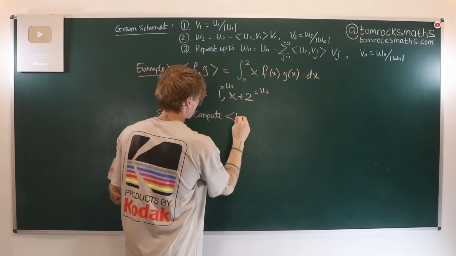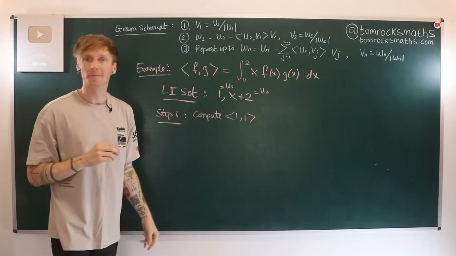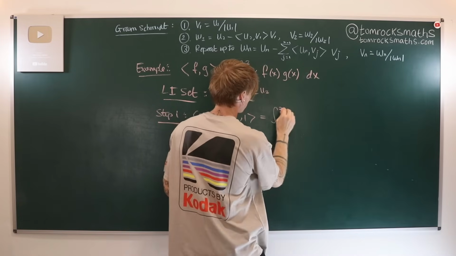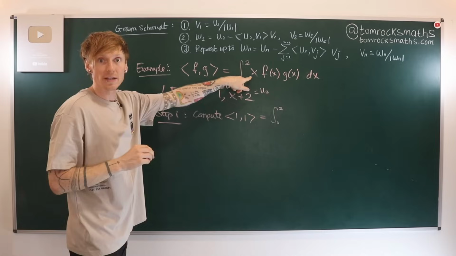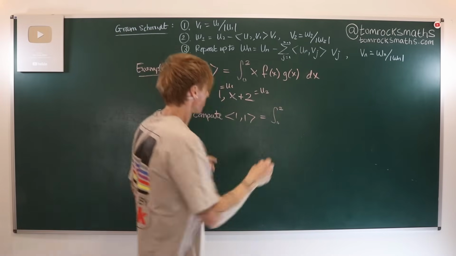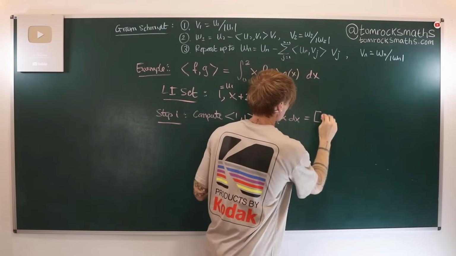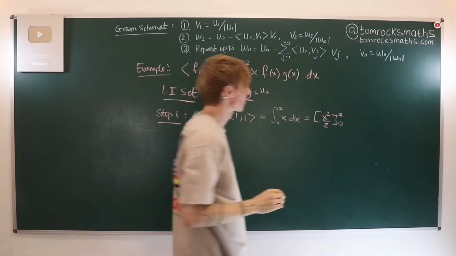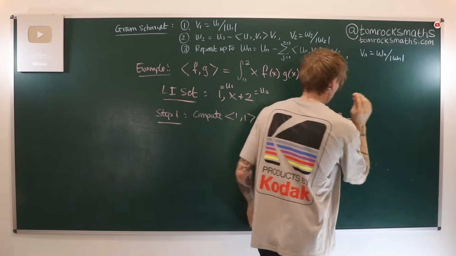So we want to compute the inner product, again using this definition as written on the board here, of 1 and 1. So what's that? That's the integral from 0 to 2 of x, our weight function, multiplied by 1, multiplied by 1. So we're integrating x between 0 and 2. So that is x squared divided by 2, evaluated between 2 and 0. So we're just going to get 2 as the answer.